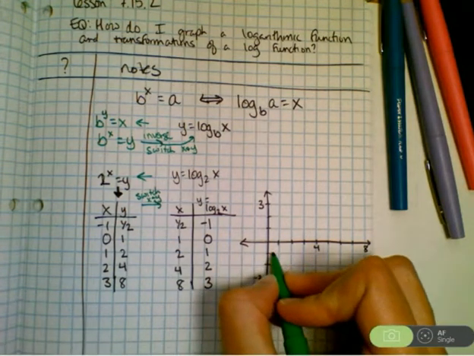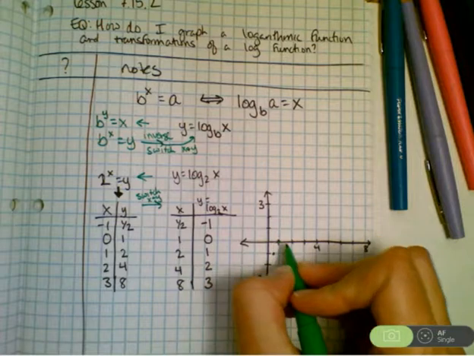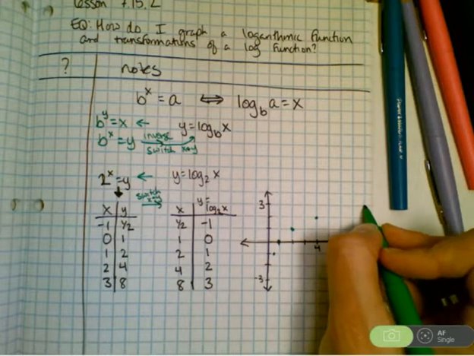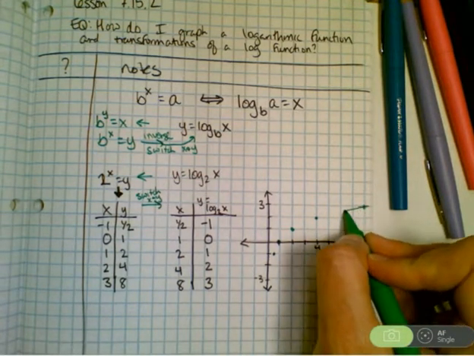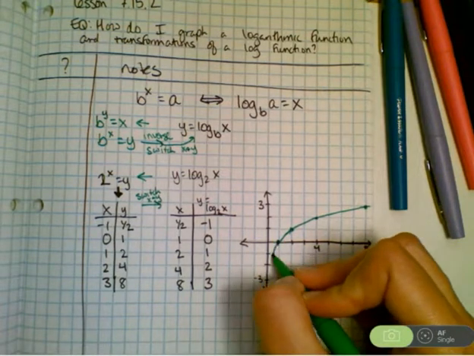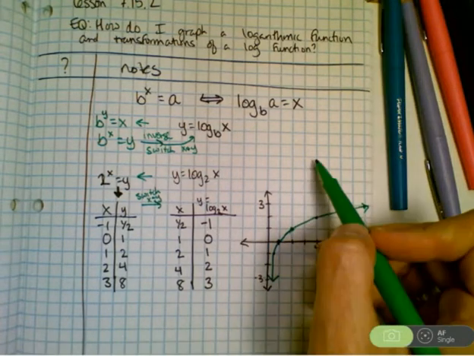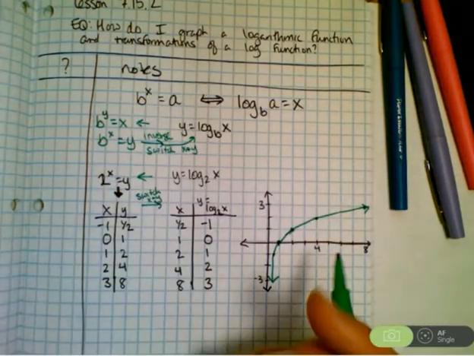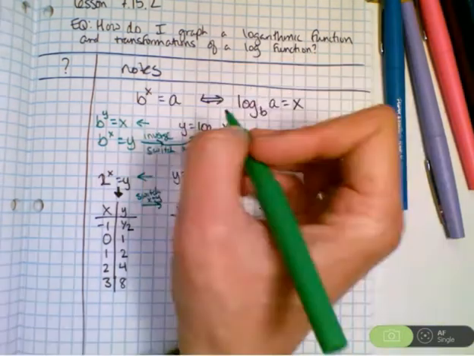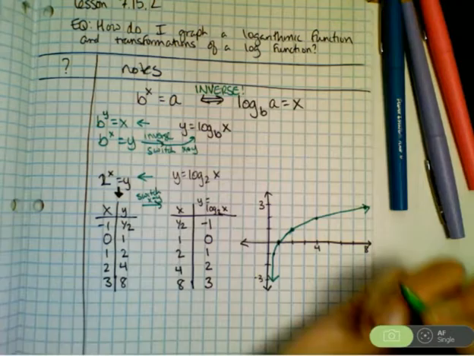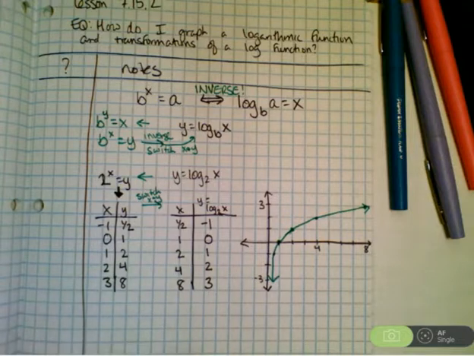1/2 and -1 would be about there. 1 and 0 would be there. 2, 1; 4, 2; 8, 3. And when I connect those with a nice smooth curve, it would look something like that. You should be able to see a relationship with the exponential functions. Remember the exponential functions went up like that. If you think about that reflection, we get the inverse, which is the log function. Let me just write up here that these are inverse functions, because that's the big idea we're working with here, switching x's and y's.